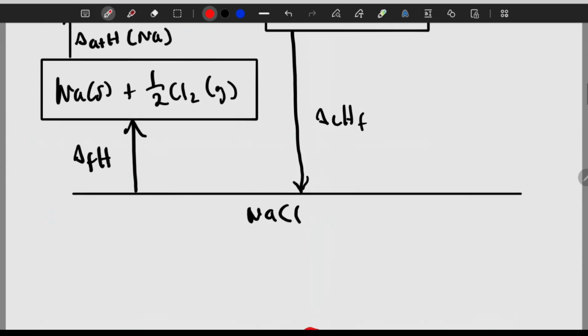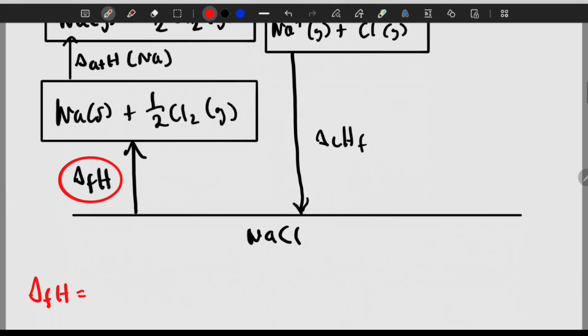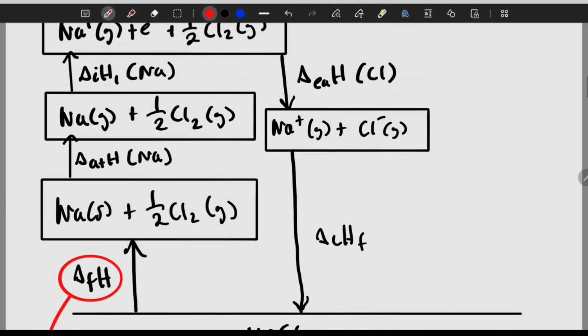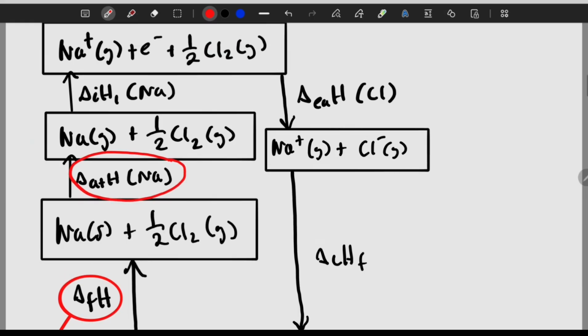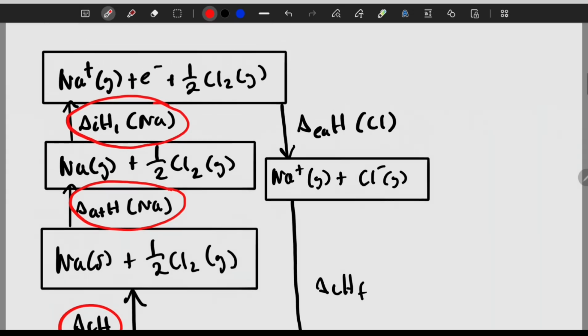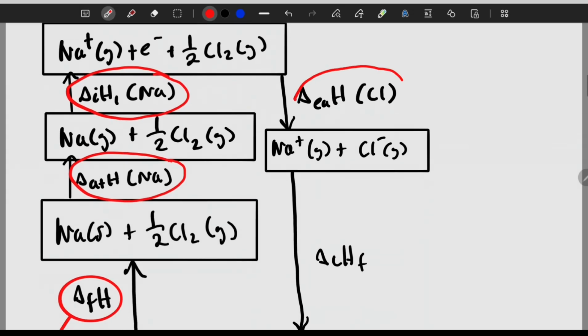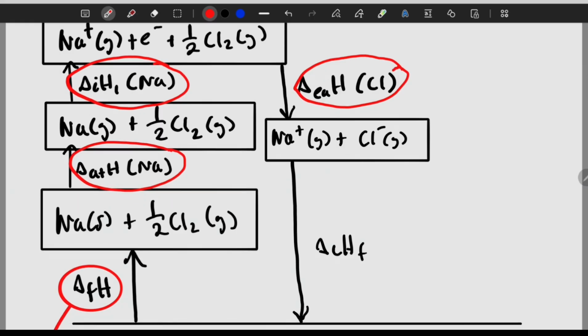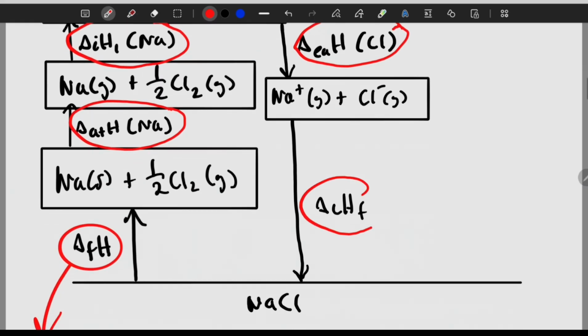Therefore, if they ask us to calculate something in the exam question, you have to know the formula. So the formula for the enthalpy of formation equals, so this equals the total of this, so it equals the enthalpy of atomization of sodium plus the enthalpy of the first ionization of sodium plus the first electron affinity of chlorine plus the lattice enthalpy of formation.